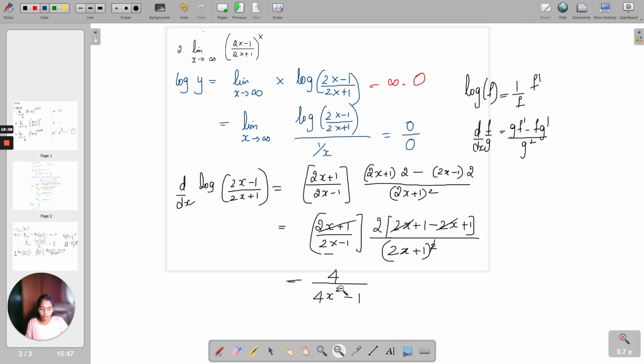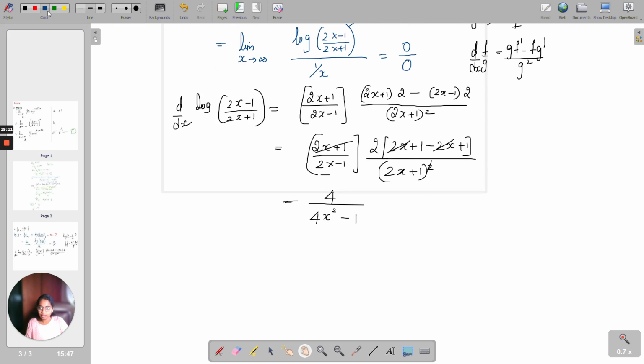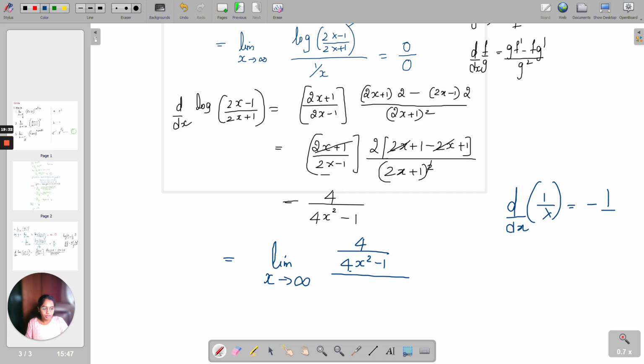So after applying L'Hospital's rule, we would get limit x tending to infinity. So in the numerator we have 4 divided by 4x square minus 1, and in the denominator, as you know, differentiation of 1 divided by x is minus 1 divided by x square. How did we get this? Differentiation of x power n is n into x to the power n minus 1. Okay, so we have minus 1 divided by x square.